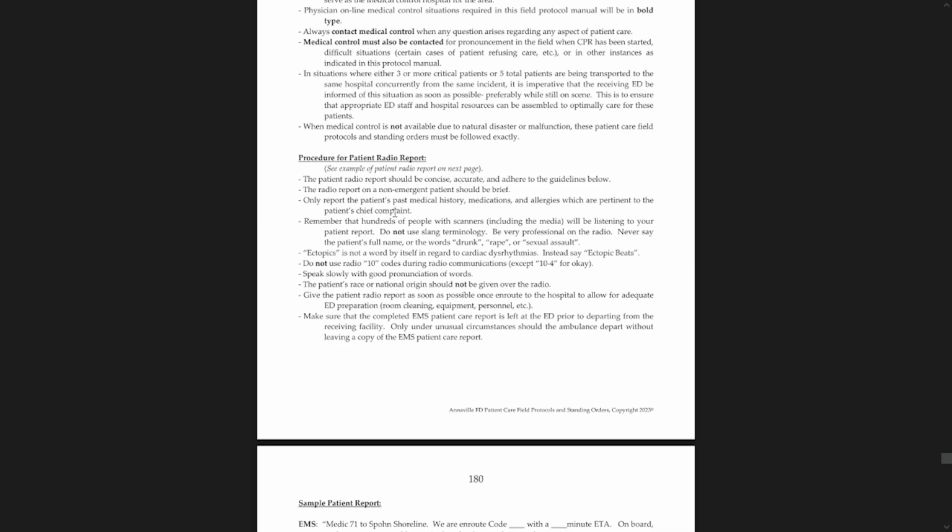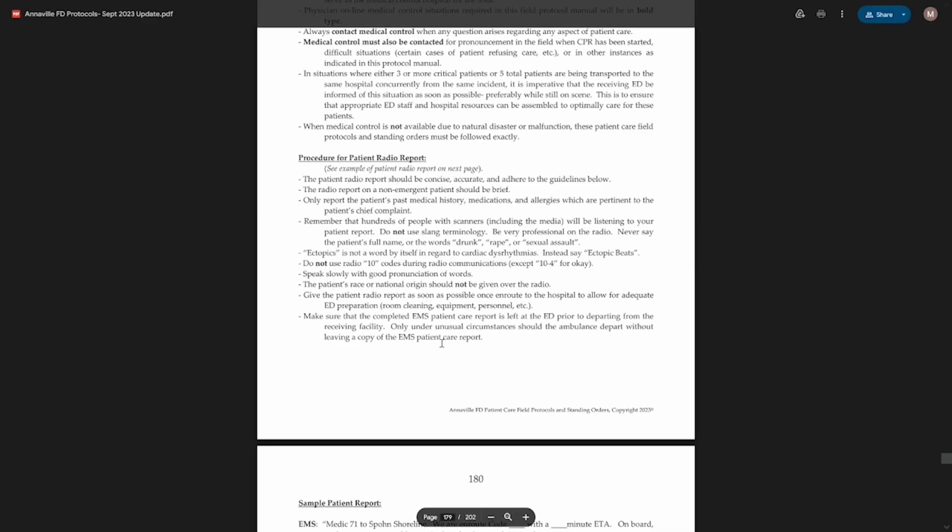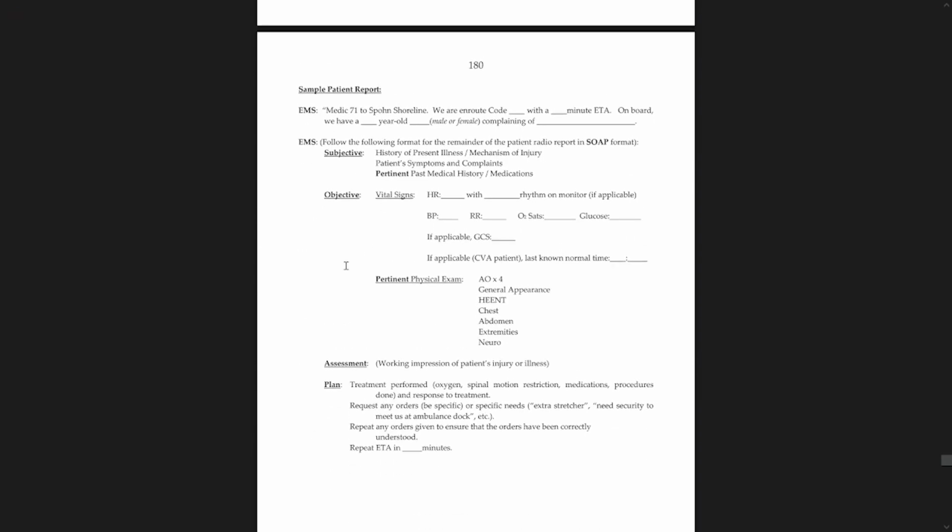Make sure that the completed EMS patient care report is left at the emergency department prior to departing from the receiving hospital. Only under unusual circumstances should the ambulance depart without leaving a copy of the EMS patient care report. Here's an example of a report if you want to pause it and take a look. This is a really good example, but I'm going to move forward.